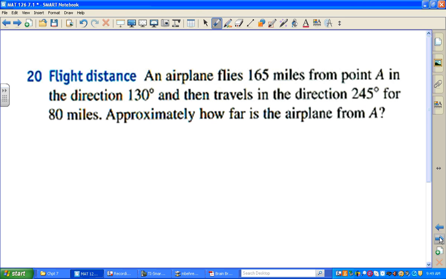130 degrees. Where would 130 degrees be if you're looking at the unit circle? Which quadrant? Second. So here's my reference point, 0 degrees. So the plane flies 165 miles, so this leg would be 165. This angle would be 130 degrees. So far, so good? Great.